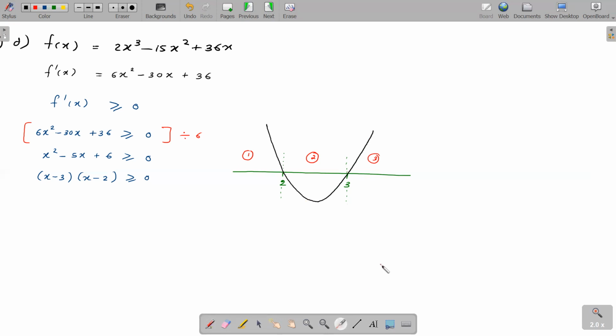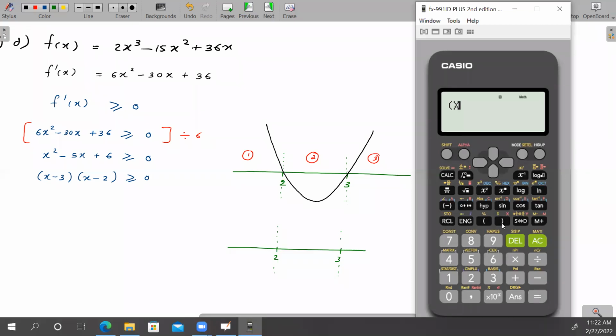Okay, if you use the number line method, any method is okay. What you could do is type the whole thing in the calculator. The graph is minimum because it's a positive x square. Then here this is x minus 3, the other one is x minus 2. Okay, so now you know there are 3 ranges here.